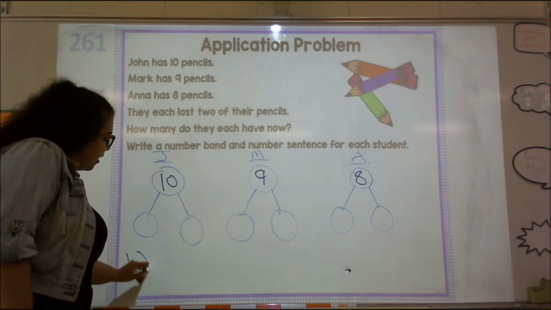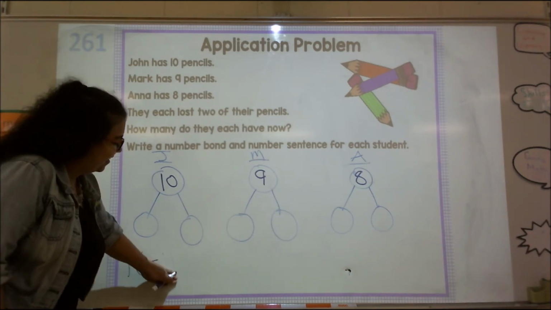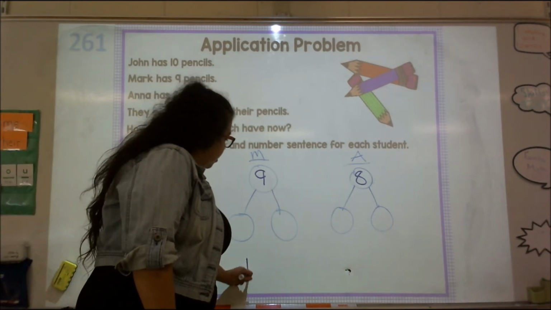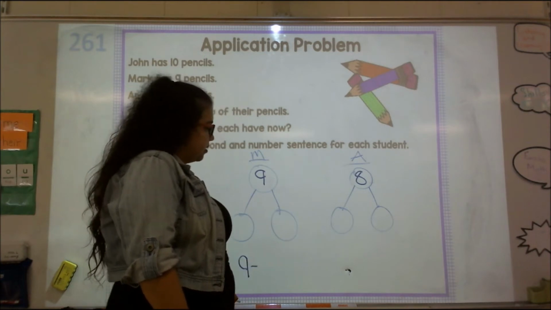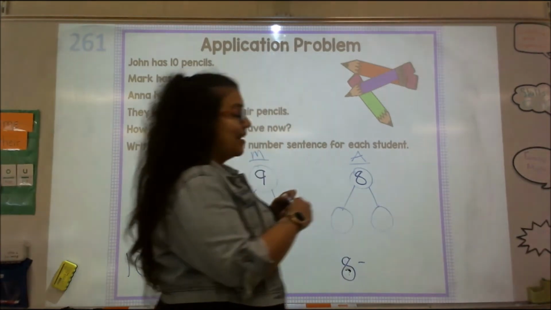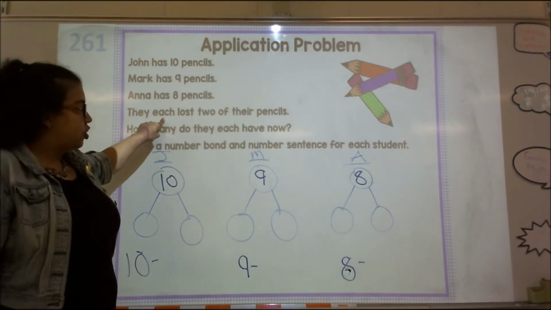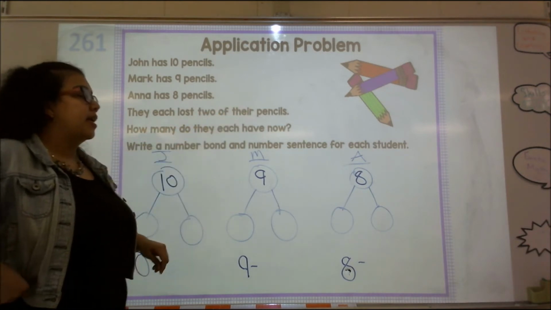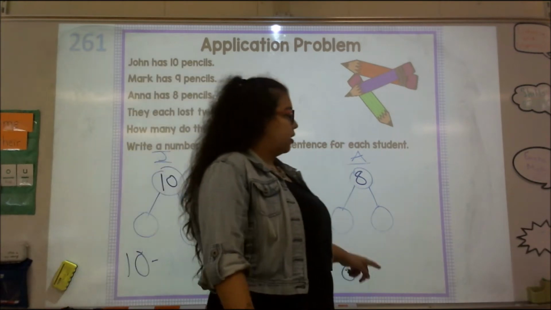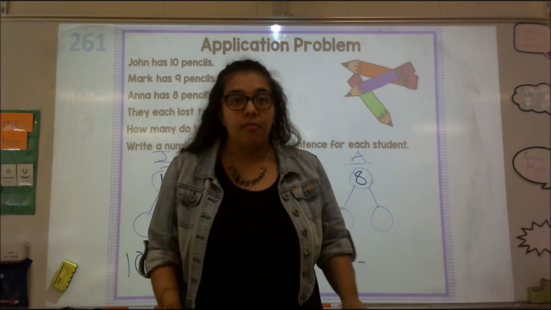So we can start 10 minus, we don't know that part yet. 10 minus, because we're subtracting. Mark, 9 minus. Anna, 8 minus. Minus something. We're taking something away. So they each lost 2 of their pencils. That means John lost 2 pencils, Mark lost 2 pencils, Anna lost 2 pencils. It's not just 2 pencils gone. It's 2 of John's, 2 of Mark's, and 2 of Anna's.